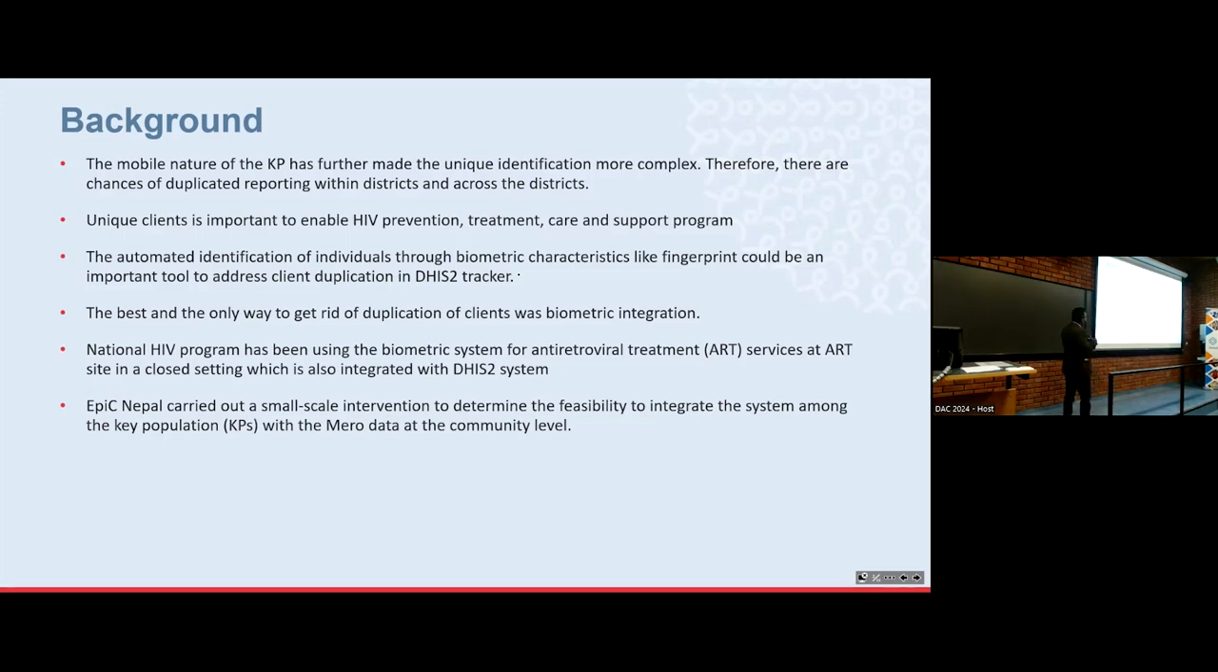The mobile nature of these populations has further made unique identification more complex. So from the perspective of programmatic implementation, it is important to identify duplications and work on them to make the program more efficient and effective. A unique client is important to enable HIV prevention, treatment, care, and support programs. It is very important so that our resource mobilization can be done effectively and efficiently to reach those populations.